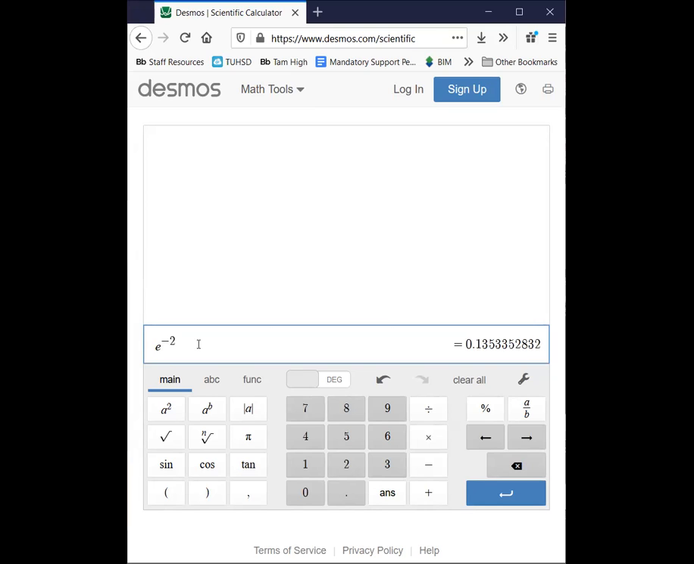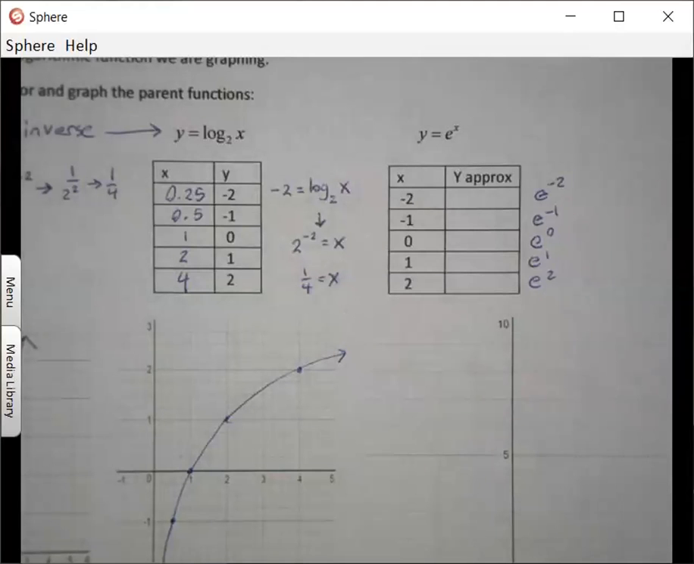So e to the negative 2, and I'm going to go ahead and round my values. Then e to the negative first. Remember, anything to the 0 is 1. Then e to the first and e squared. Just going to put those values in my table. So I'm going to round them to the nearest tenth.